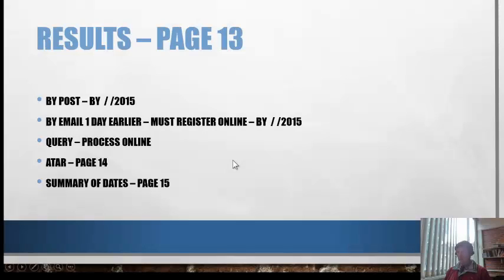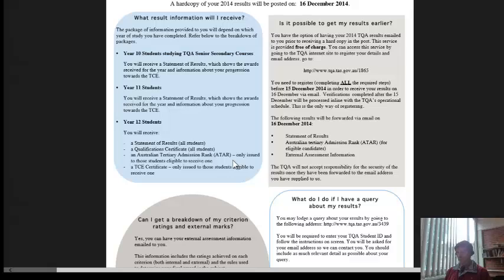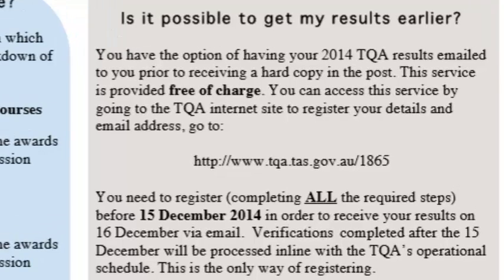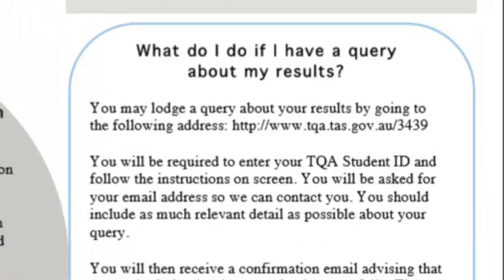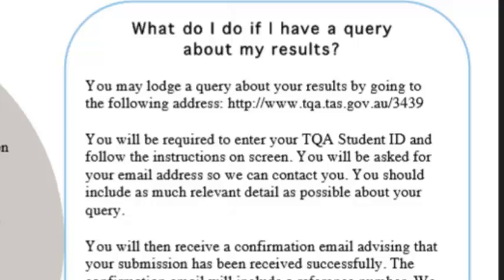If you want to talk about results, this is all on page 13. It's all fairly straightforward. You will receive them by post. If you want it 1 day earlier, you've got to apply to get it via email. In 2014, that happened before the 15th of December. And if you have a query about your results, if you're not happy, or there's something that you think is not quite right, there's a process that you have to go through. You have to apply to have that process occur.